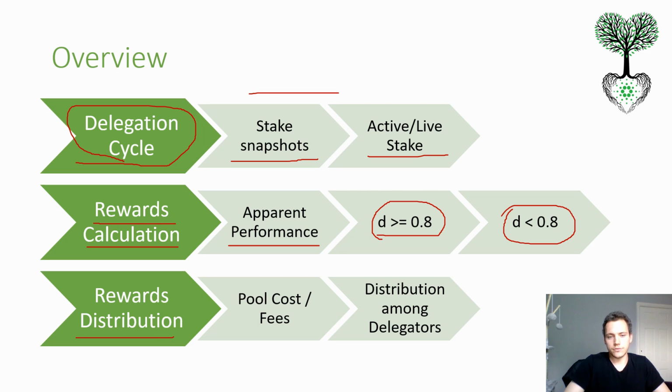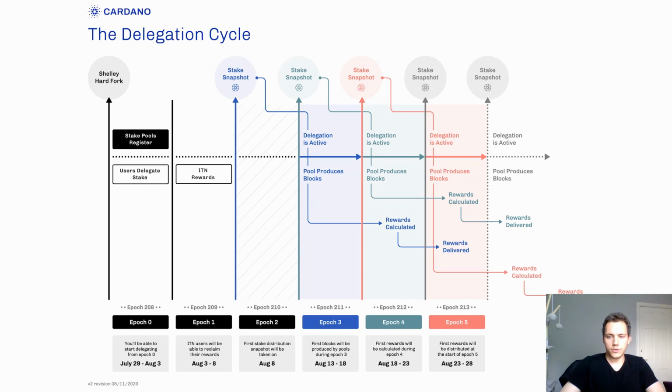And then the distribution. I just want to cover when the rewards are actually distributed, as well as how the pool costs and fees are taken out of there, and how the rest is distributed among delegators. I'm going to be using this delegation cycle graphic from Cardano to illustrate how things are happening, as it nicely lets us know what's going on from epoch to epoch.